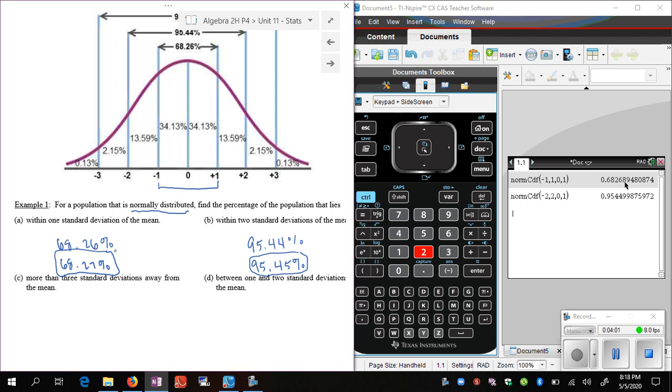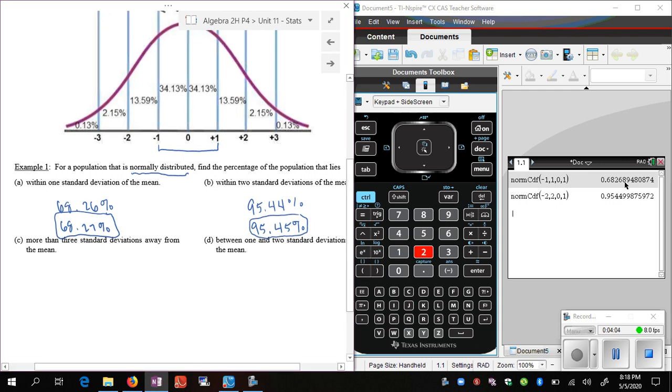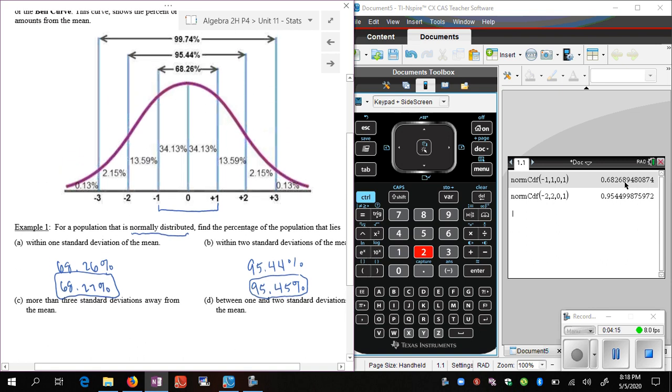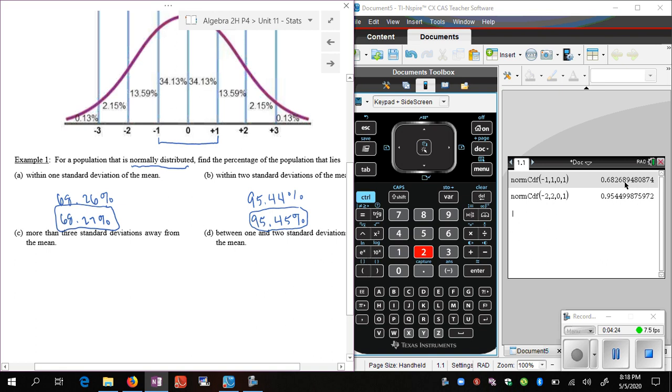So within 2 standard deviations, C says more than 3 standard deviations away from the mean. This whole curve is supposed to amount to 100% of the data. So if I go 3 standard deviations away, 99.74% is within 3 standard deviations. So more than 3 standard deviations would be everything that's outside of that, or 100% minus 99.74%.